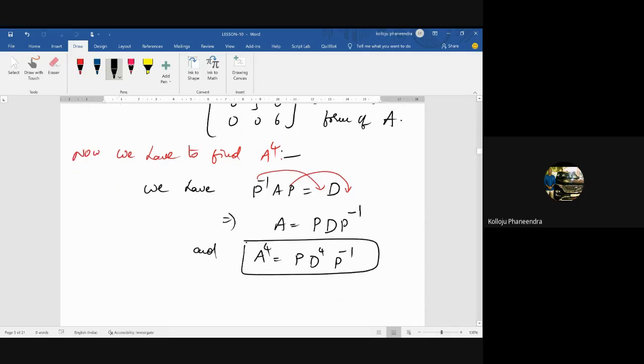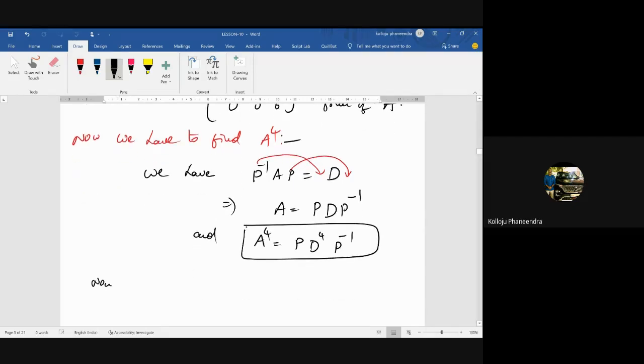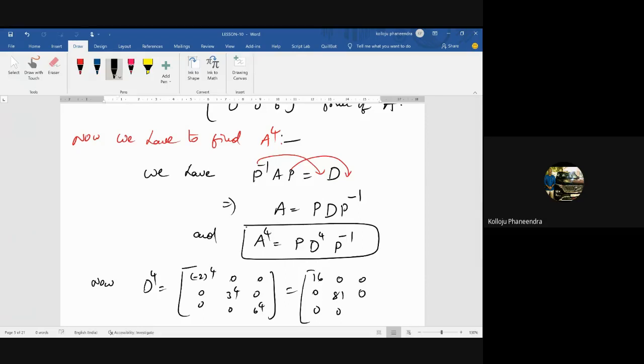So I need D power 4 first. What is D power 4? Simply minus 2 power 4, 0, 0, 0, 3 power 4, 0, 0, 0, 6 power 4. That's it. For the diagonal elements, minus 2 power 4 is 16, 3 power 4 is 81, and 6 power 4 is 1296. D is over.